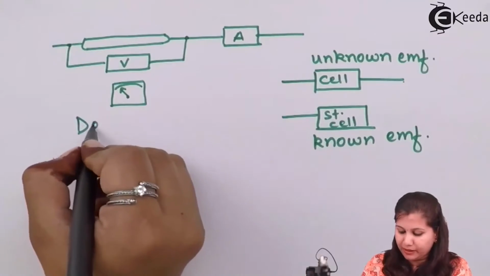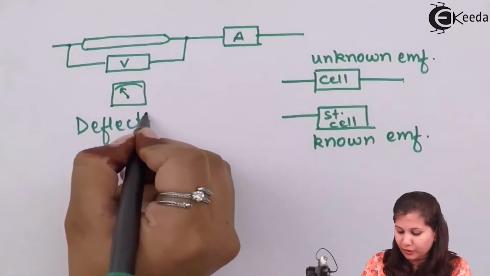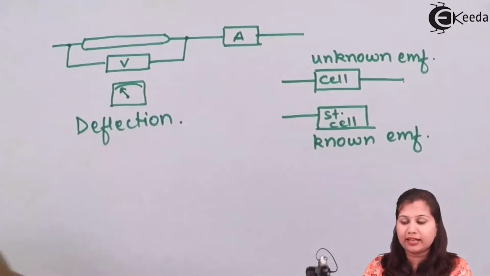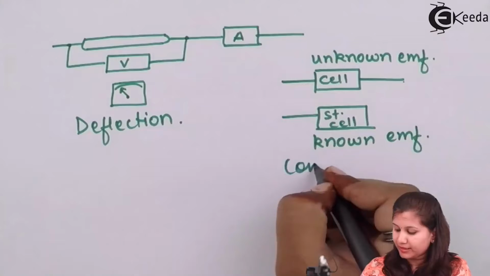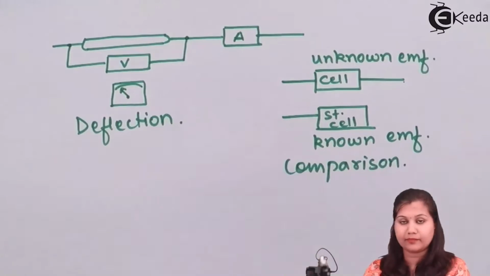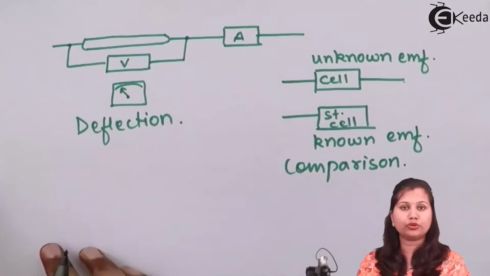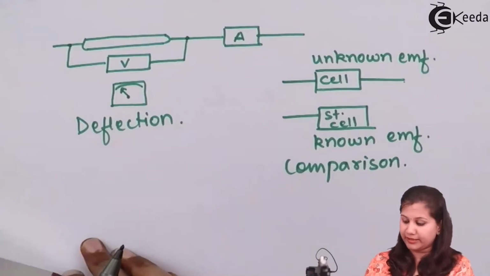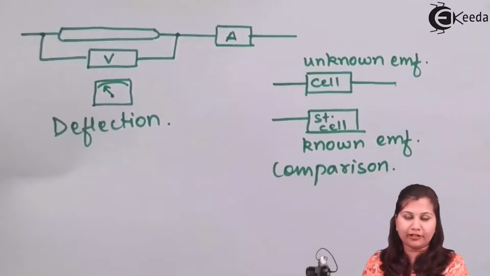So these types are the deflection methods, where the pointer is deflected, and the second type of direct methods are the comparison methods. These are the two types of direct measurement methods. Let us write the definitions of these deflection and comparison methods.